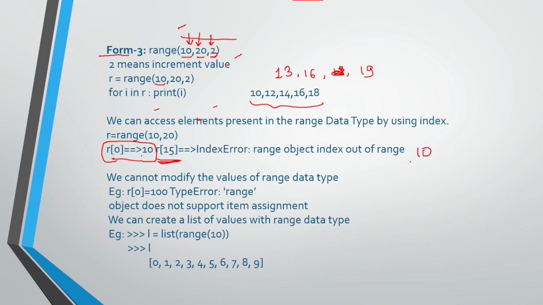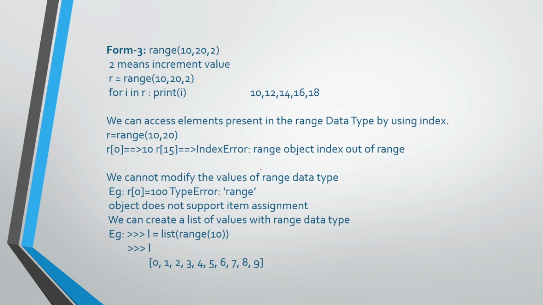Can we also modify the values of this range data type? For example, R of 0 is 100. We cannot modify the values of the range data type. You know that because this is immutable, and also in that particular range 100 does not come. If I give the range 10 and 20, then from where can you assign 100?